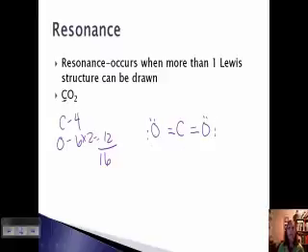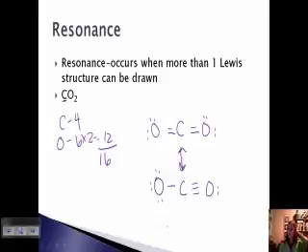That works. But that's not the only structure I can draw. I can also do this. Because if I look, I have 2, 4, 6, 8, 10, 12, 14, 16. So I have a total of 16. This oxygen has 2, 4, 6, 8. This carbon has 2, 4, 6, 8. And this oxygen has 3 lone pairs and a single bond, which also make it 8. So both of these will actually work.